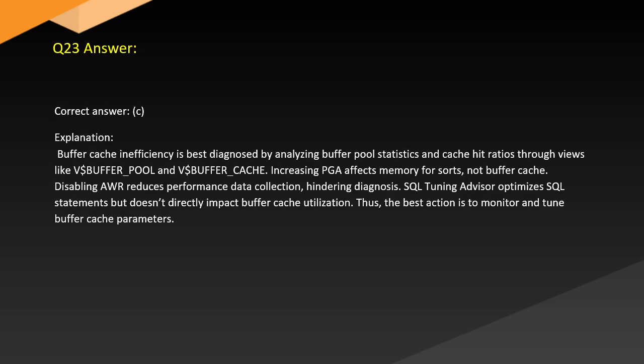Answer. Correct answer. C. Explanation. Buffer cache inefficiency is best diagnosed by analyzing buffer pool statistics and cache hit ratios through views like V$BUFFER_POOL and V$BUFFER_CACHE. Increasing PGA affects memory for sorts, not buffer cache. Disabling AWR reduces performance data collection, hindering diagnosis. SQL Tuning Advisor optimizes SQL statements but doesn't directly impact buffer cache utilization. Thus, the best action is to monitor and tune buffer cache parameters.